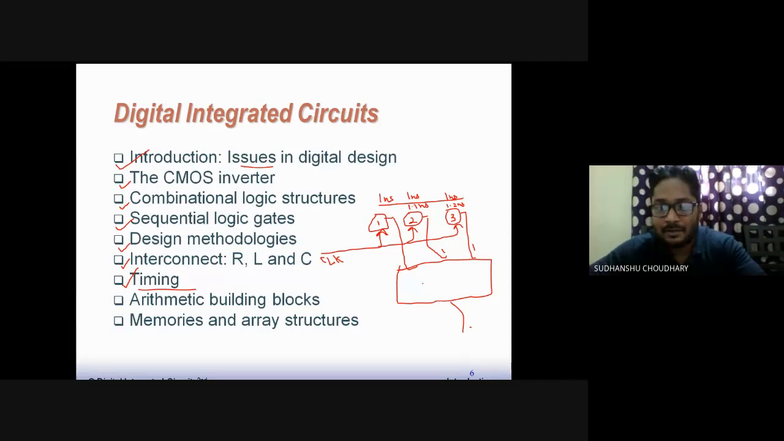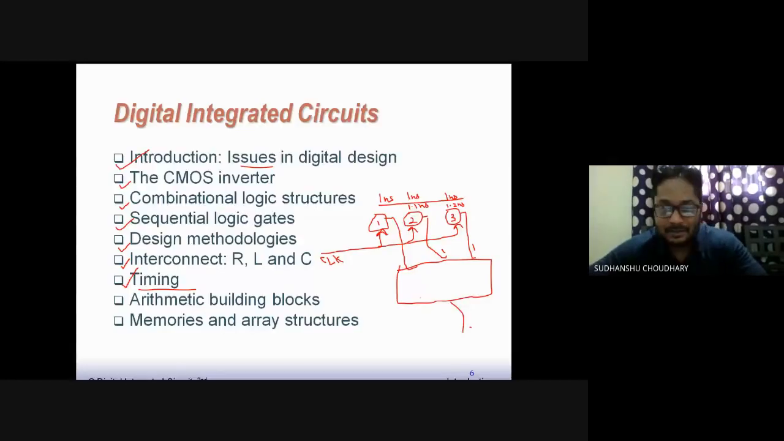It is not stable. So this is unacceptable, and this will lead to the failure of your complete digital IC. We don't want that. So timing is very important. We'll talk about timing issues in digital IC when we come to this section. Then we'll also talk about arithmetic building blocks, and also about memories and array structures, right? How to design memories and what are the existing memories and arrays of memories.